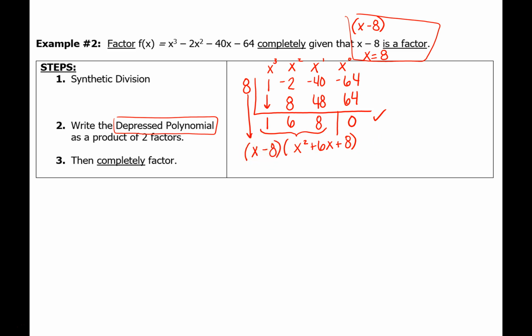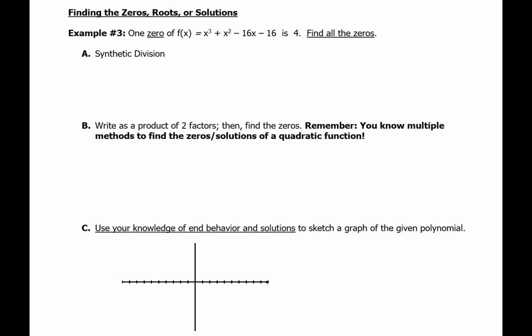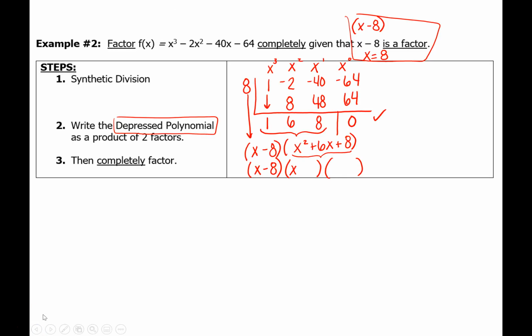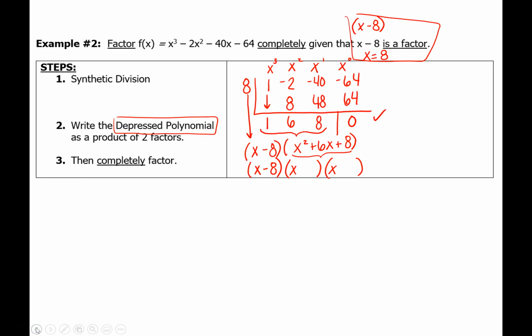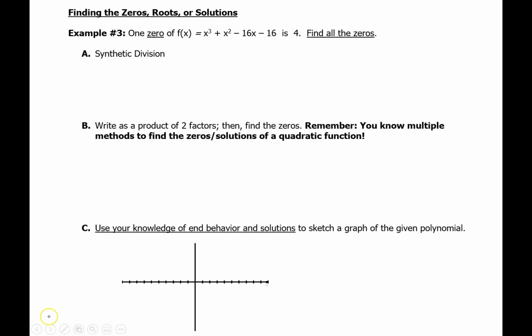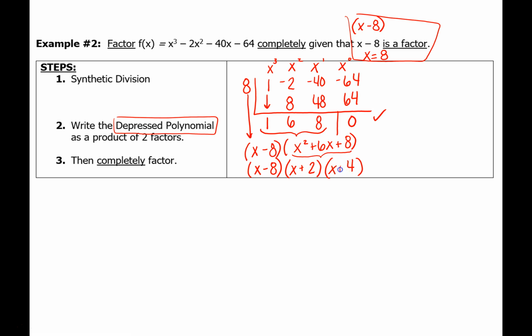Okay, so now I have something that looks much easier to factor because this piece is something that we've factored a lot so far. So I'm just going to copy down my x minus 8 again. He's just kind of along for the ride, and I'm going to factor the quadratic. I'm going to factor to x plus, and let's see, what are we going to use here? We're going to use 2 and 4. So x plus 2 and x plus 4. And then I have factored this completely.